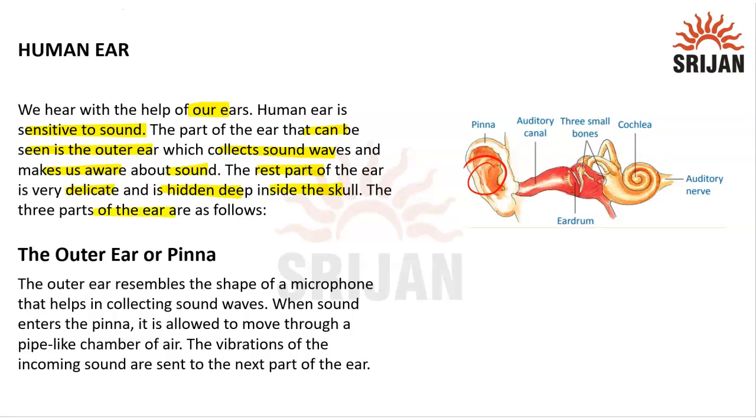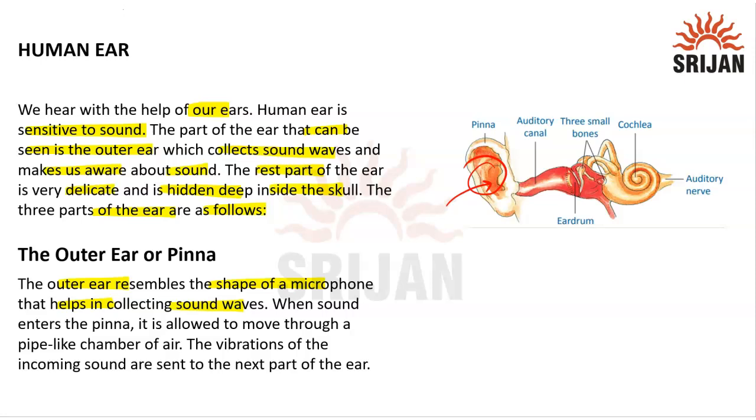The three parts of the ear are as follows. So we have three parts of the ear. The first one is the outer ear, or simply the outer pinna, which is actually visible to us. The outer ear resembles the shape of a microphone that helps in collecting sound waves. So what the ear pinna does is it simply collects the sound waves from the outside. So here the sound wave enters our ear with the help of the ear pinna.